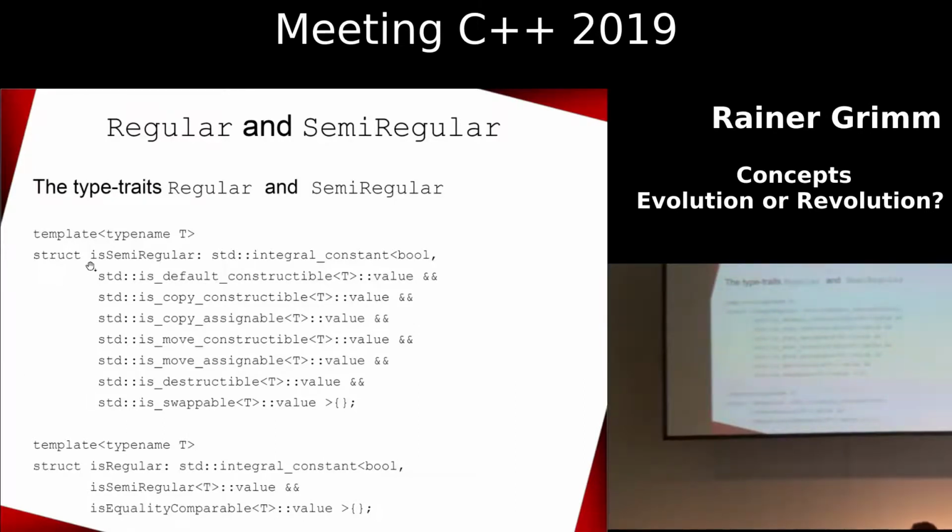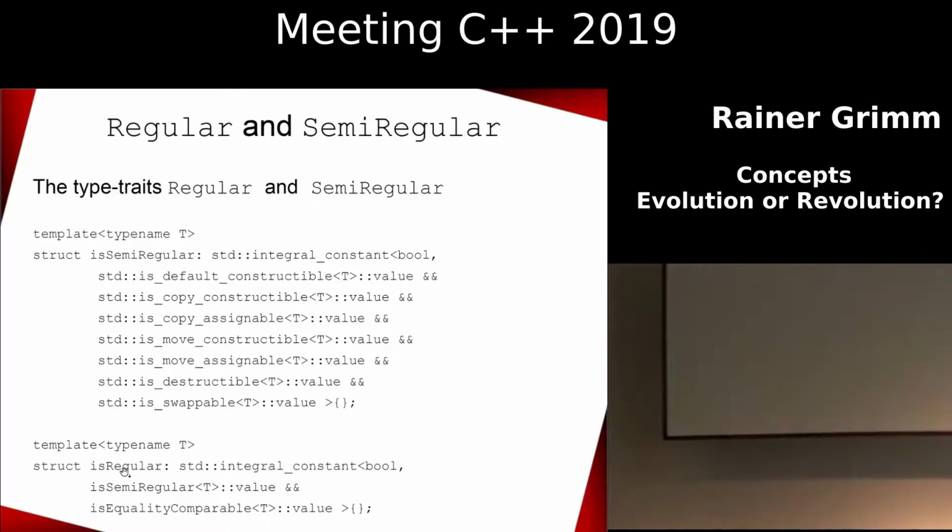I create is semi-regular. I just combined all type traits. And then I created, wait a second, is regular, is semi-regular, I'm a little bit irritated. This is semi-regular. Okay. Yeah, you see, I'm unable to read. This is called semi-regular, this is called regular, so I'm fine. The slides are fine. My eyes are bad.